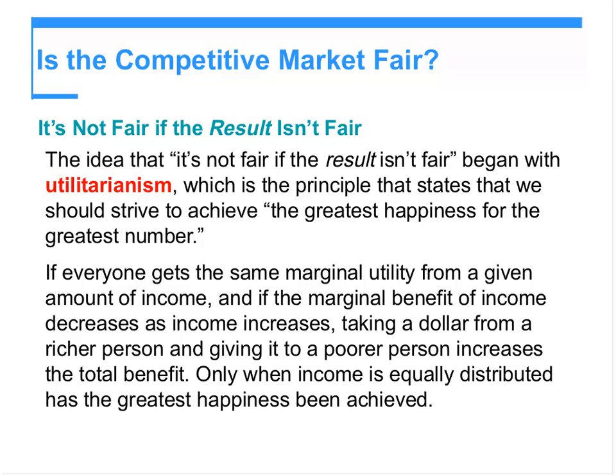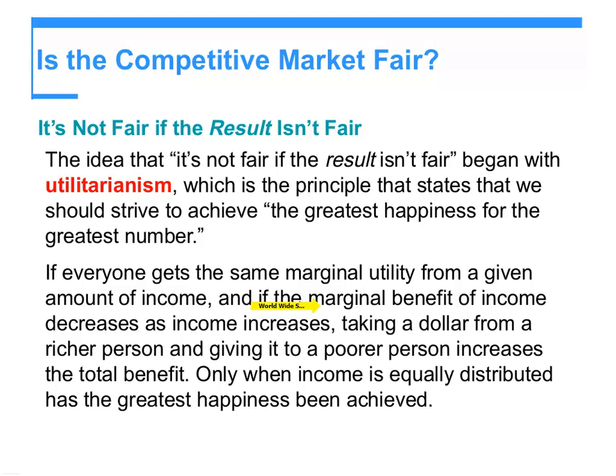So if everyone gets the same marginal utility from a given amount of income, and if the marginal benefit of income decreases as income increases, do you remember that? We were saying that as we consume more, the marginal benefit was decreasing. That was the first part of this slide. Just imagine, because you have higher income, definitely you're using more product, so your total benefit is also more. But as you consume more product, your marginal benefit is decreasing. So that is the fact.